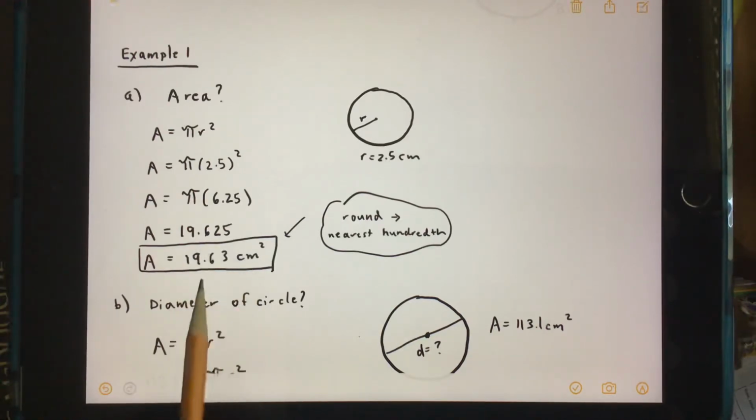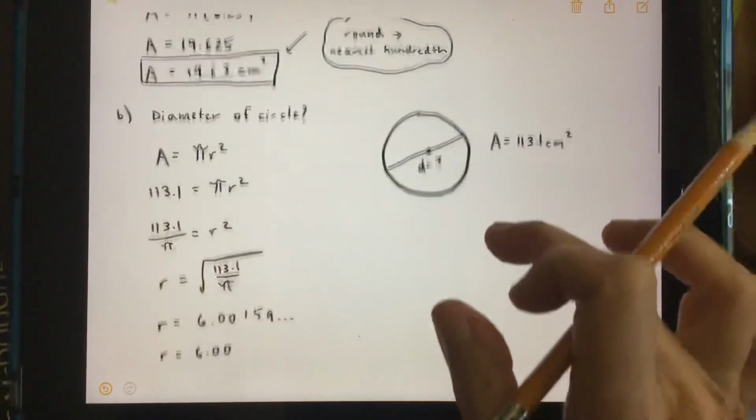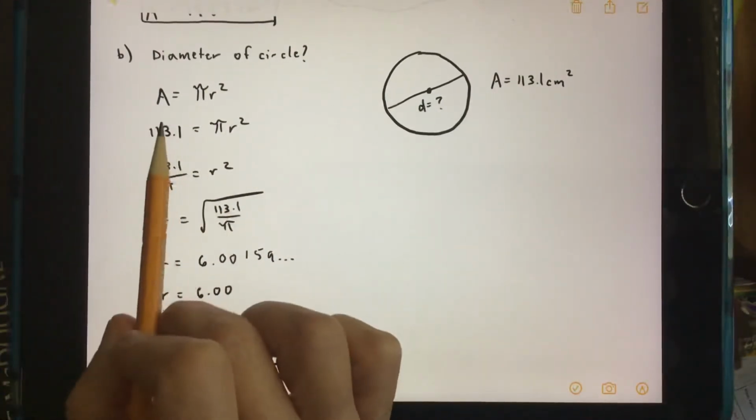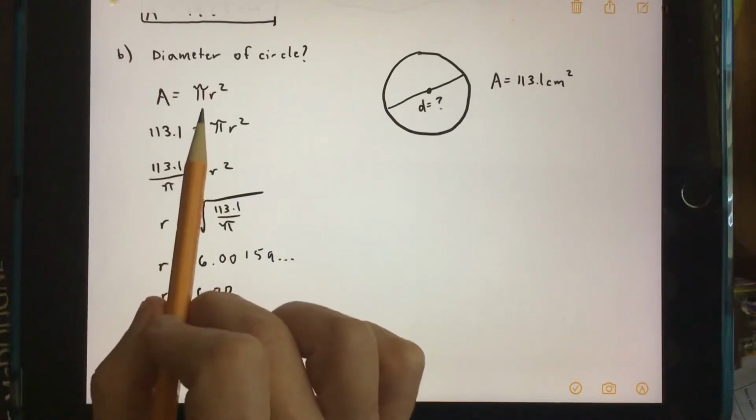So we're going to round to the nearest hundredth. That's always our procedure here, and so this rounds to 19.63 centimeters squared for the area of the circle. Okay, next question is asking us to figure out the diameter of the circle knowing its area. Again, we're going to use the area formula. Area is pi r squared. We're going to solve for r.